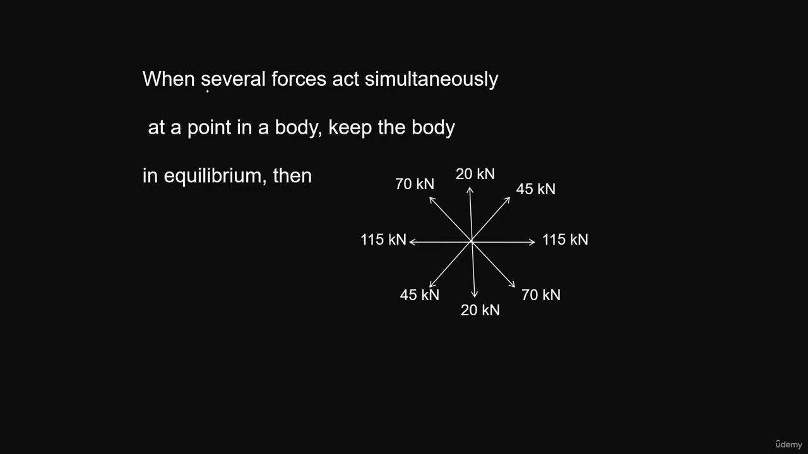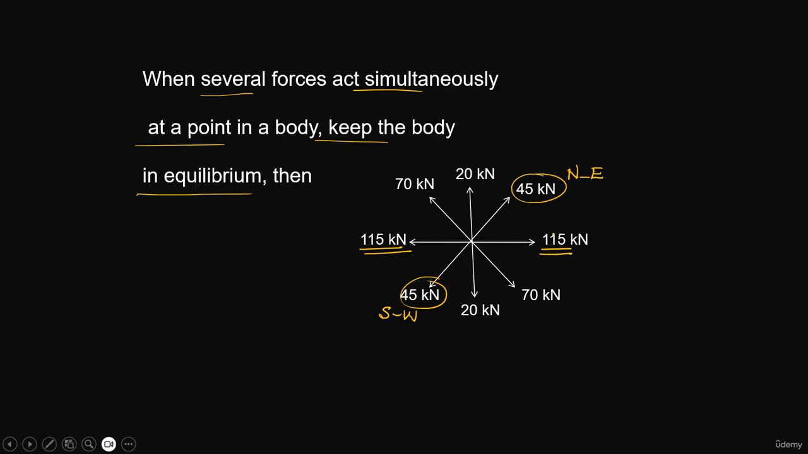Next, if several forces act simultaneously at a point in a body, then the body is said to be in equilibrium. You can observe here that 45 kilonewton is acting in the northeast direction and 45 kilonewton is acting in the southwest direction. So the resultant along this direction is neutralized, it would be 0. 115 kilonewton is towards the west and 115 is to the east, so once again it is neutralized. And 70 Newton is towards the northwest, and this would be southeast.